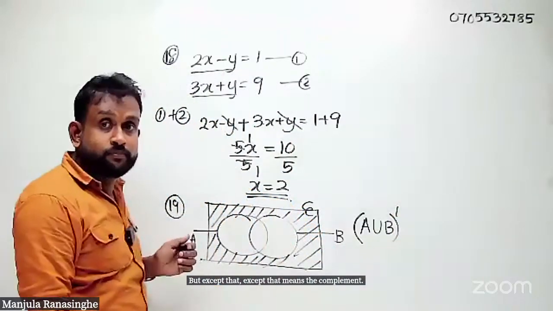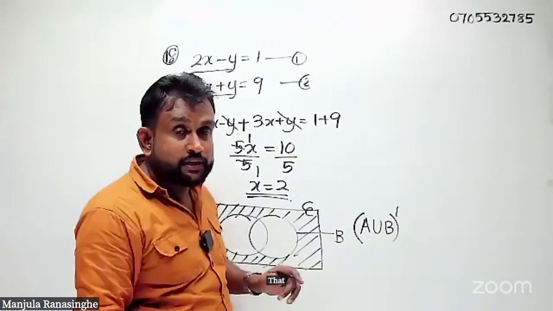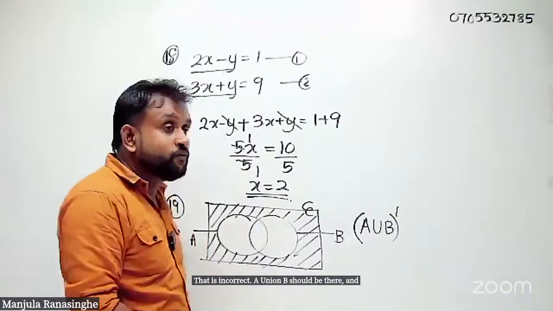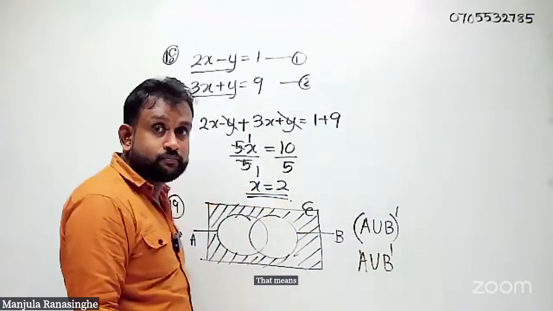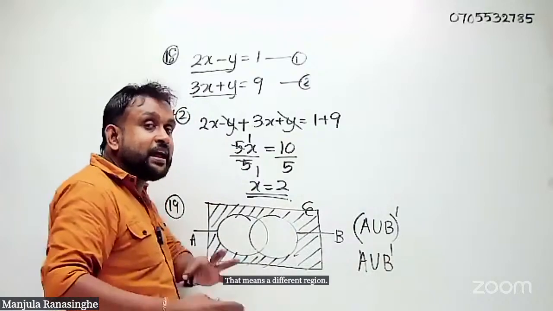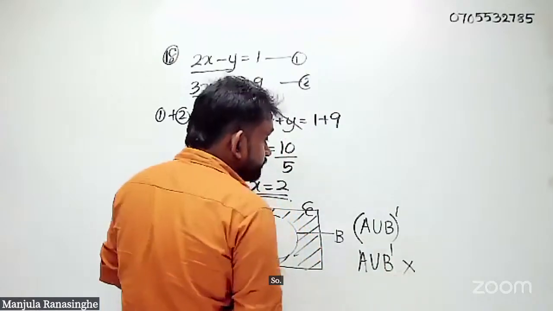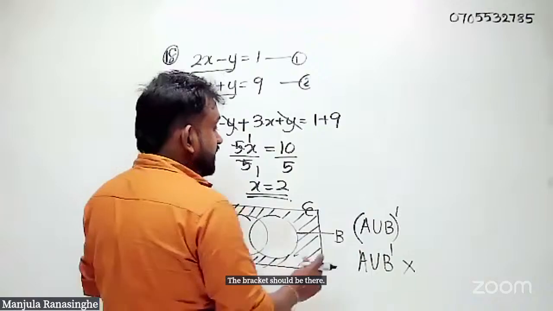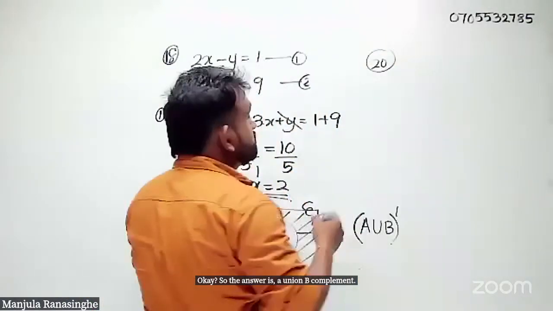This is the answer. If you do not put the bracket, that is incorrect. Here A union B should be there and complement should be there. If you write it this way, that means a different region, right? The bracket can impact, harm the answer. So this is wrong. The bracket should be there. Okay. So the answer is A union B complement. Now we move to question number 20.